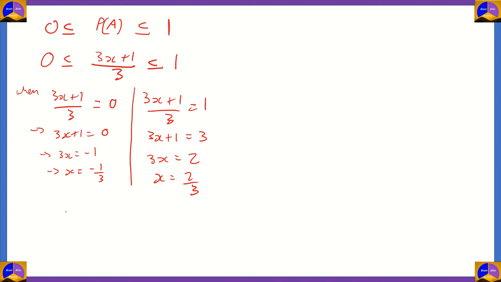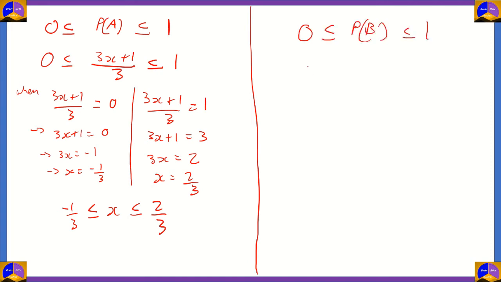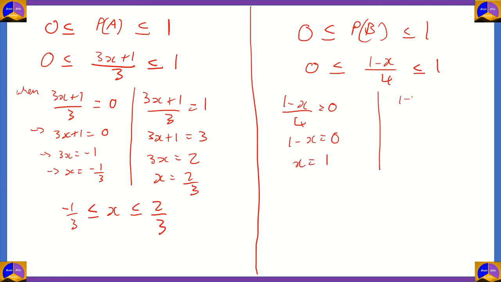So now for P of A, the value of x lies in the interval minus 1 by 3 less than or equal to x, less than or equal to 2 by 3. So this is how you find the value of x for each of the given equations. Let's take that for P of B as well. So 0 less than or equal to P of B, less than or equal to 1. When you take the formula, that is 0 less than or equal to (1 minus x) by 4, less than or equal to 1. So a quick tip, if you're checking for the interval, you have to put in the values. If (1 minus x) by 4 equals 0, that means 1 minus x equals 0, so x equals 1. And on the right hand side, (1 minus x) by 4 equals 1, then that means 1 minus x equals 4, which means x equals 1 minus 4, that is equal to minus 3.